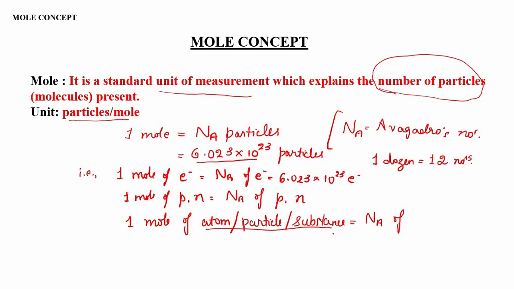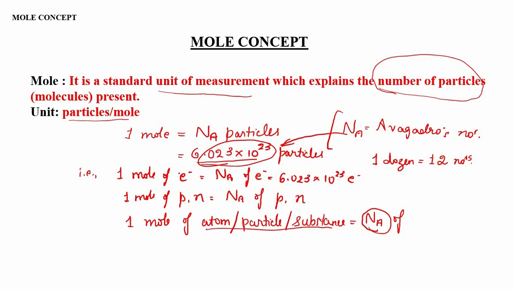or substance. So what does this Avogadro number mean? This Avogadro number is nothing but 6.023 into 10 to the power 23 in number. For example, 1 dozen of bananas means 12 bananas, 1 dozen eggs means 12 eggs. So 1 dozen means 12. Similarly here, 1 mole means these many numbers.